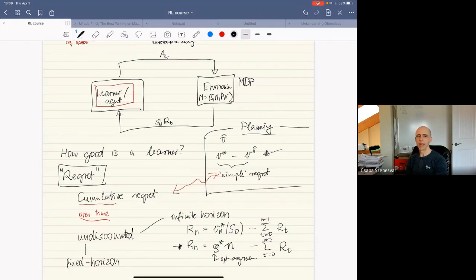Yeah. And there is also this notion that you want to build an AI that constantly learns in the environment. So that's better supported by the notion of cumulative regret. Right. Other questions?